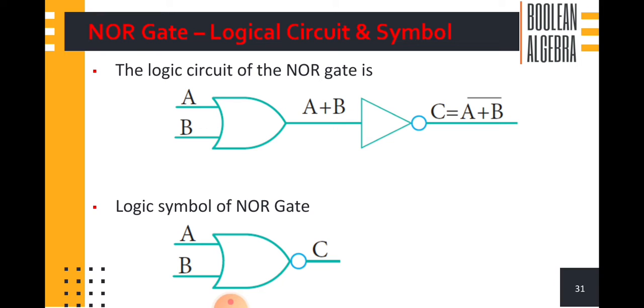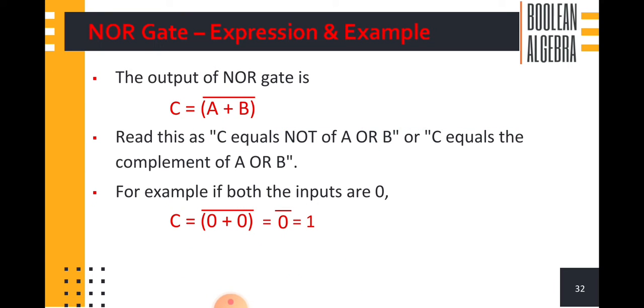Just the combination of OR and NOT gate is known as the NOR gate. Okay, is it clear? Now you can see the output of the NOR gate is C equal to A plus B, the whole complement. So read this as C equals not of A or B, or we can also read it as C equals the complement of A or B. For example, when both the inputs are 0, we get the output as true.